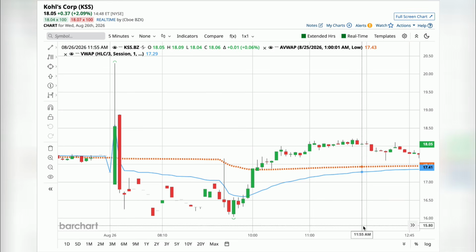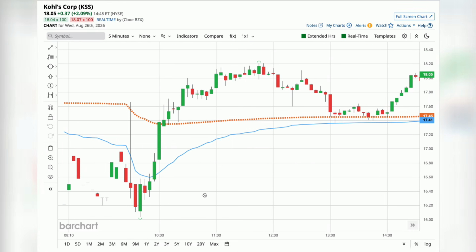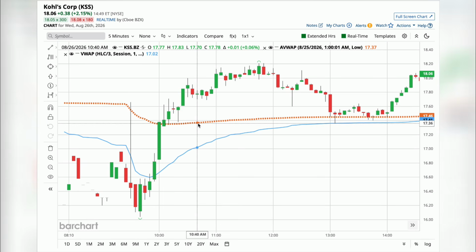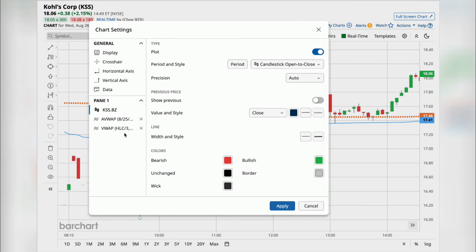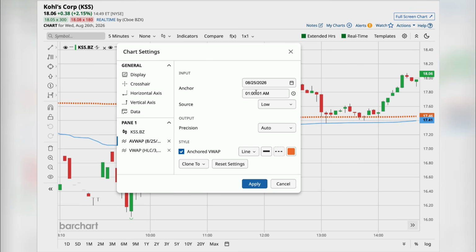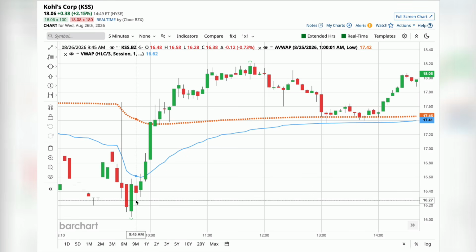The blue line is today's VWAP, and the orange line, in this case, we're looking at it on a 5-minute instead of the 1-minute. And the multi-day VWAP, I've anchored it now. Instead of having it at the 1 a.m. open, I'm using the low print. And it's giving me a better, more accurate multiple time frame VWAP. So let's apply that. 5 minutes cleans up the chart as well.